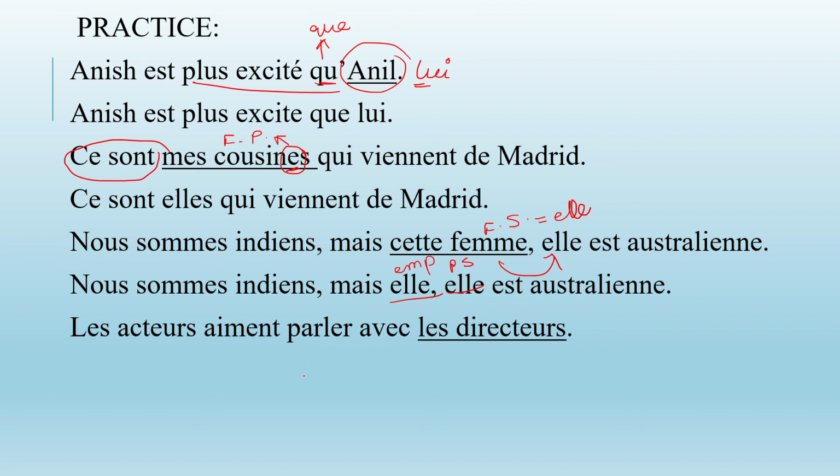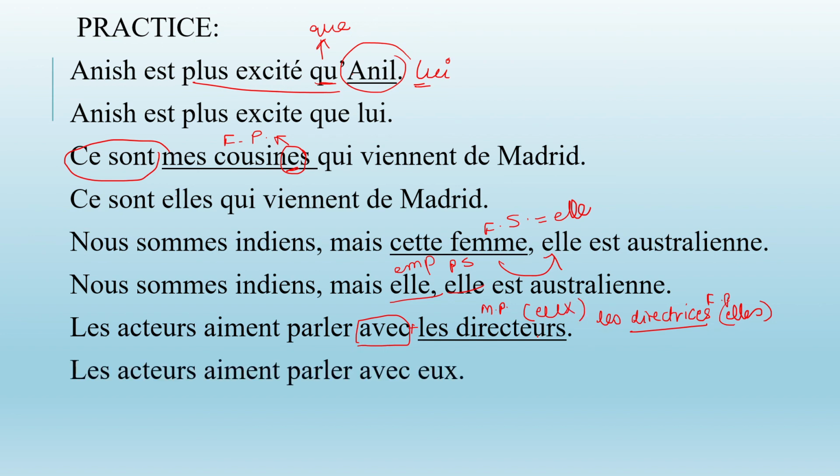And the last one, les acteurs aiment parler avec les directeurs. Avec here is a preposition followed by the underlined part. So you have to put an emphatic. Which one now? Les directeurs are masculine plural. If it was given les directrices, the feminine of director is directrice, then you would have to put feminine plural, which would be elles. But now you're given masculine plural, so you have to put eux. Les acteurs aiment parler avec eux.